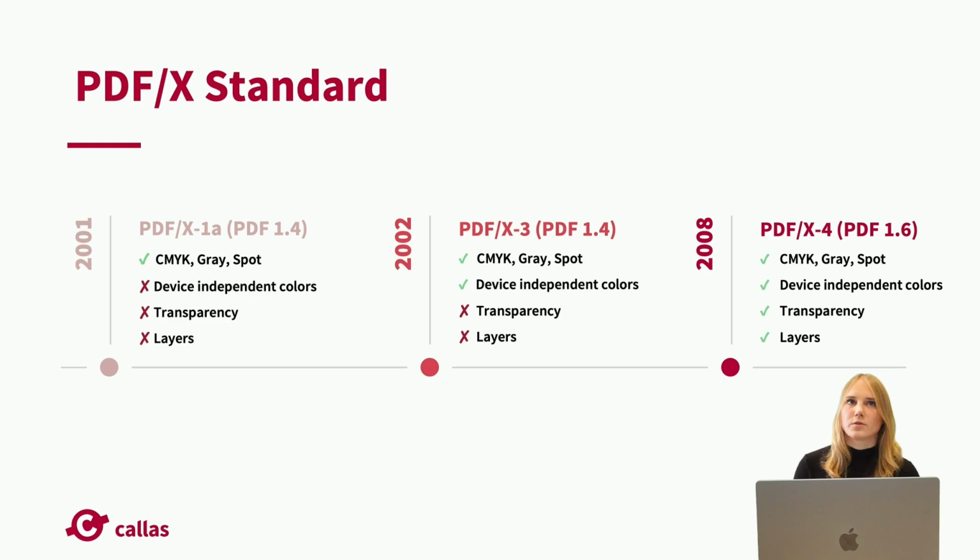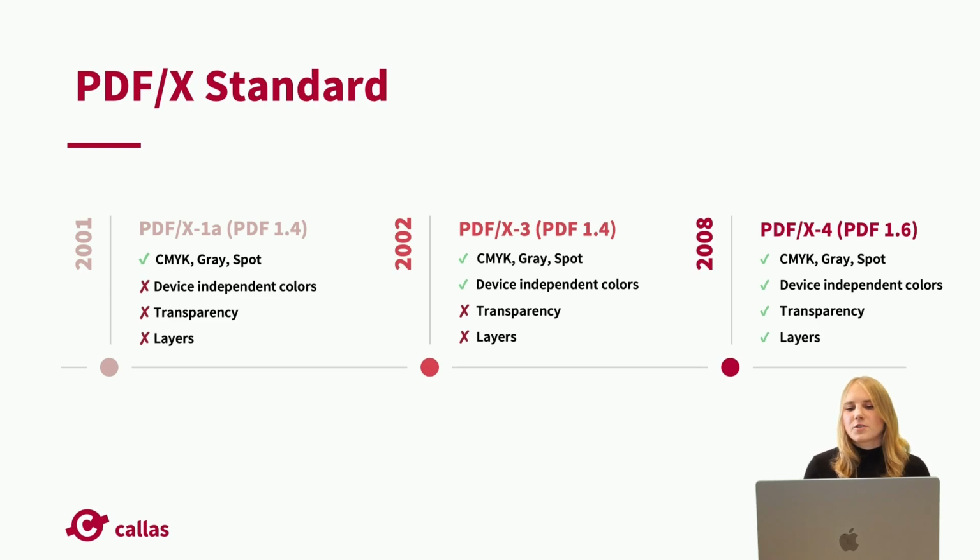PDF/X-1a was released in 2001 and is the first PDF/X standard that was published. It is based on PDF version 1.4 and was designed to ensure predictable and consistent printing results. Therefore, it only supports CMYK and spot colors and no device-independent colors. Additionally, it does not allow transparency or layers, since these features were quite new at the time the standard was published, and many printing systems and RIPs couldn't handle them. That means that transparency in a PDF file must be flattened when you save the PDF.